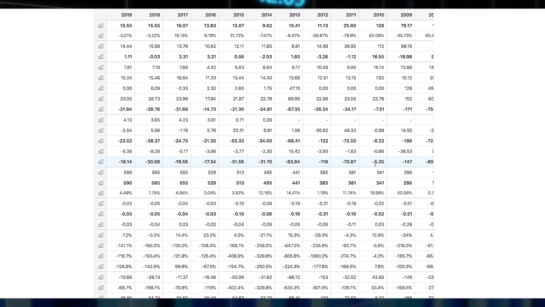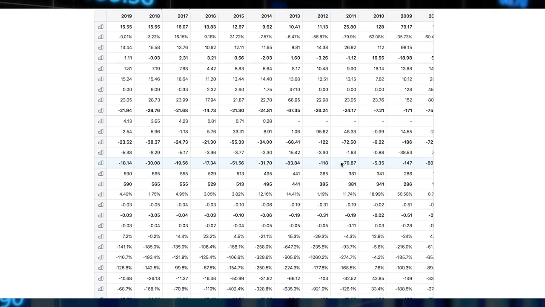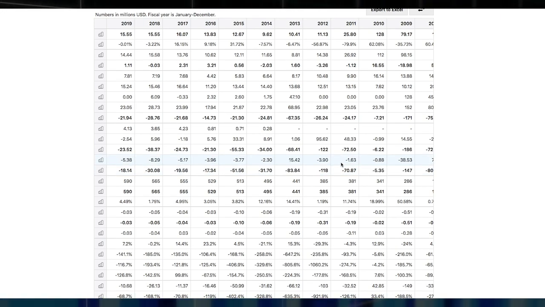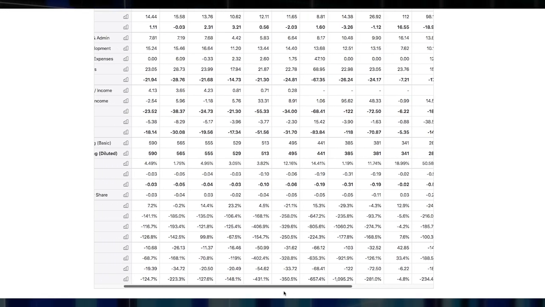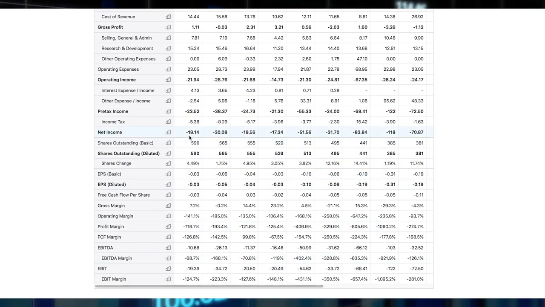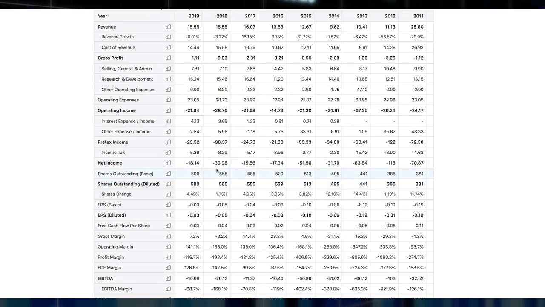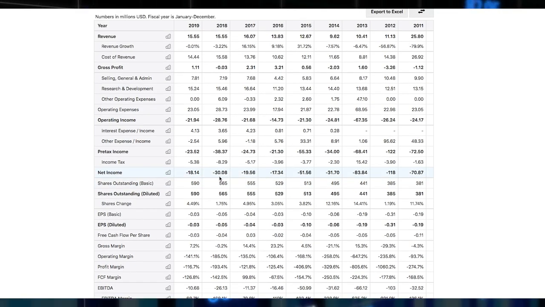Yeah, so we went from a loss of 5 million to 70 million. So something definitely went wrong in 2011, and the stock price tanked. Now, where are we sitting in 2019? We're sitting at a loss of 18 million, right? They've halved their loss from 30 million to 18 million in 2019.